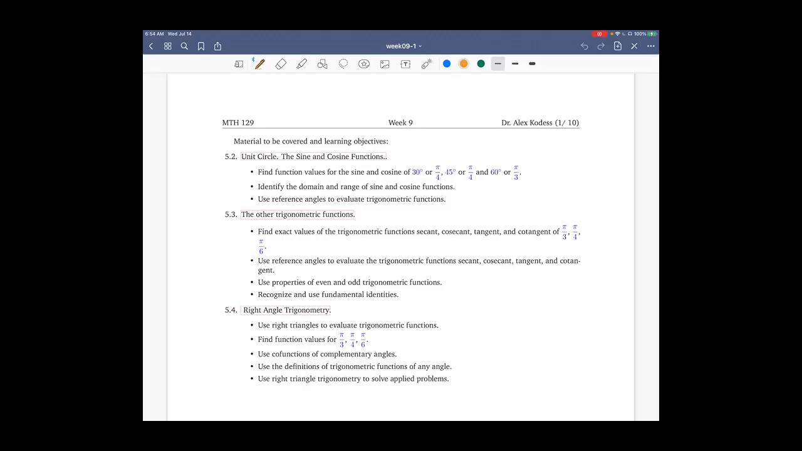The plan for this week is various trigonometric functions, sine, cosine, some other trigonometric functions, such as tangent, cotangent, and right-angle trigonometry. So we begin with the definition of the sine and cosine functions.